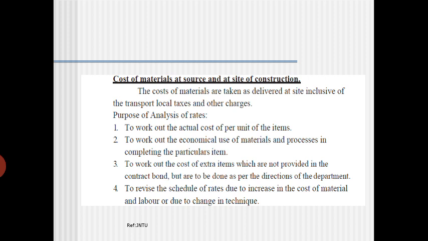Now maybe you'll get the cost of the material in the heart of the city at a very low price. If you take sand, one tractor of sand, you may get it for 10,000 rupees. But the same thing, if you are taking it 10 kilometers from the heart of the city, normally they will charge 12,000 or 13,000. So that is very important. It means the cost of the materials at the site has to be taken. Normally the cost of the materials is taken as delivered at the site, inclusive of transport, local taxes, and other charges.